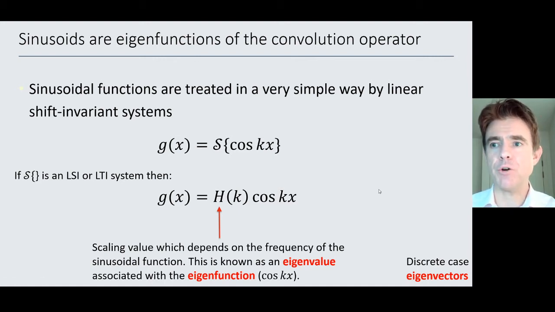So I'm emphasizing in the bottom right corner there that for the discrete case, we talk about eigenvectors, but colloquially, we'll often talk about eigenfunctions and eigenvectors almost interchangeably, just as we would talk about functions and vectors interchangeably. Obviously, you should be more rigorous when you are doing scientific writing, but just be aware of the notation and nomenclature that is often used casually in presentations as well.